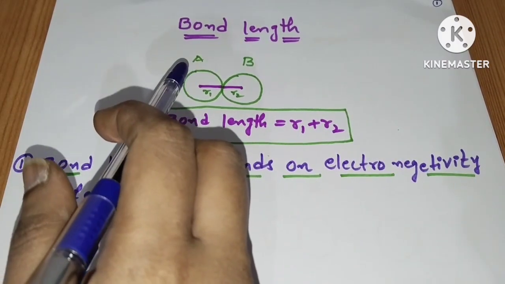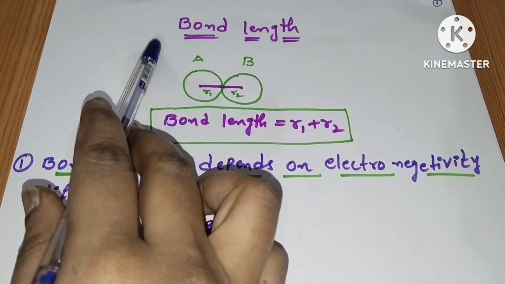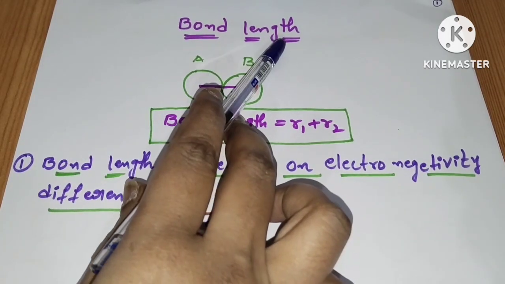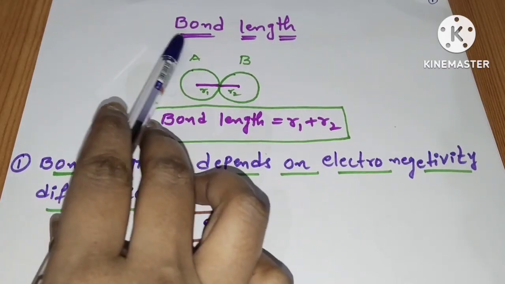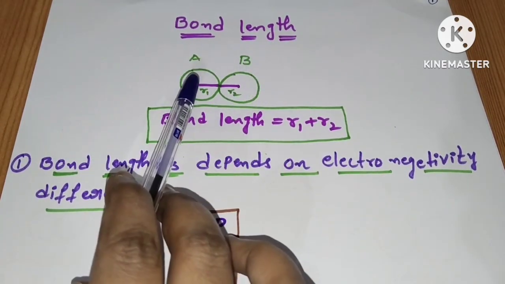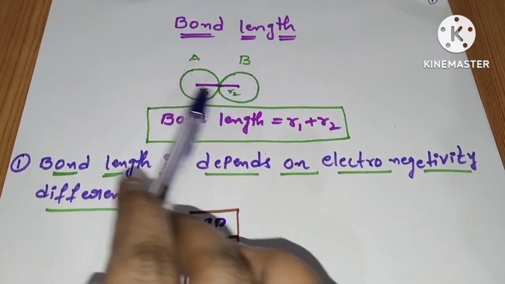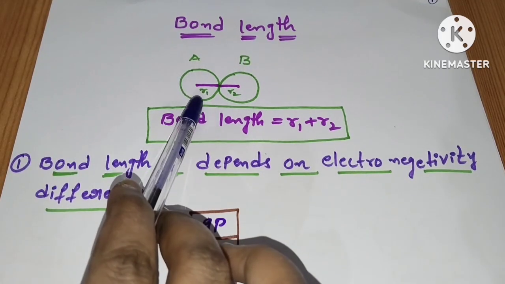Now our topic is bond parameters. In this topic, now I am explaining about bond length. Firstly, what is bond length? The average distance between nuclei of two bonded atoms in a molecule is called bond length.